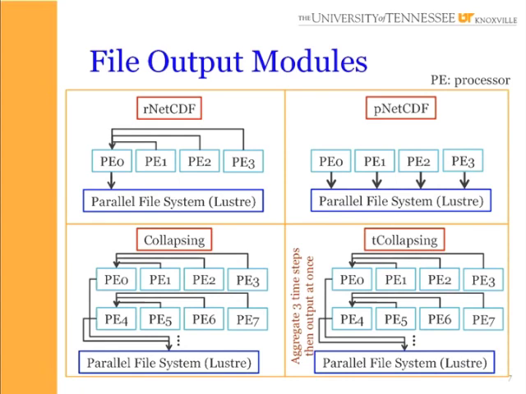Then the third way is called collapsing. With collapsing, we look into the data and look into the way of the decompositions. If it is decomposed in such a way, is there something that we can do to collect the data a little bit better, so that we don't have to do I/O from every processor? So one group of the processors will do the I/O, and that group of processors will write out contiguous data accordingly.